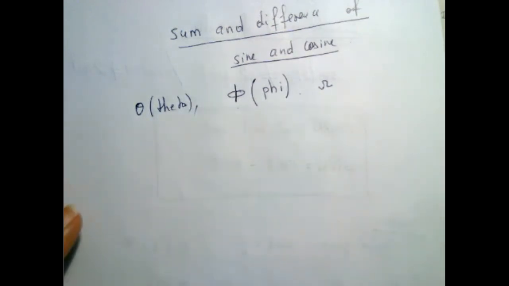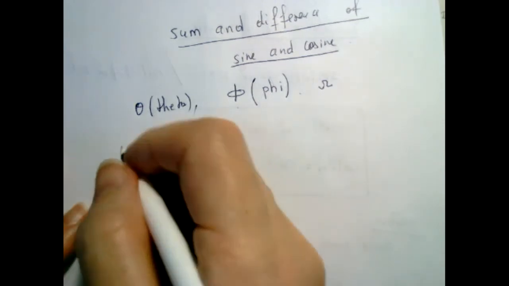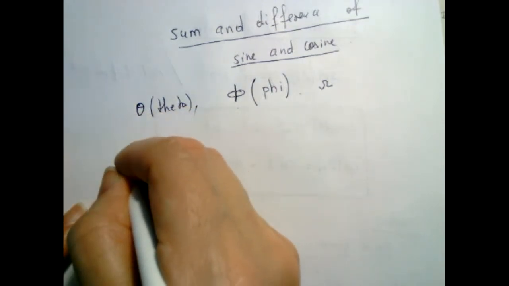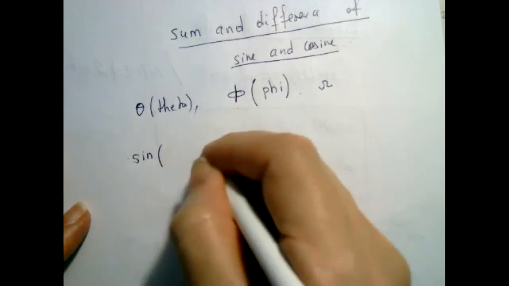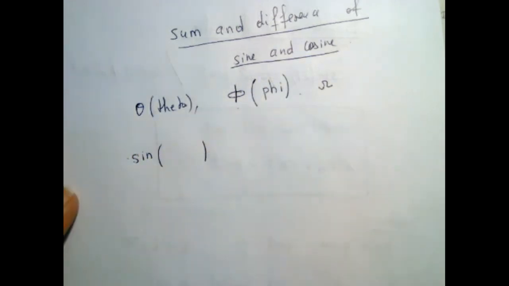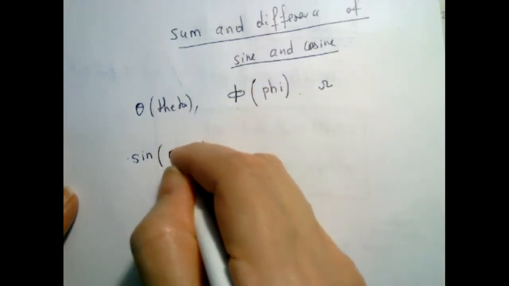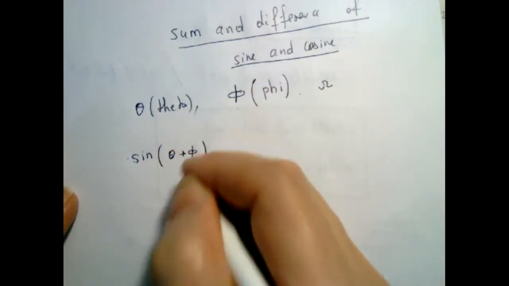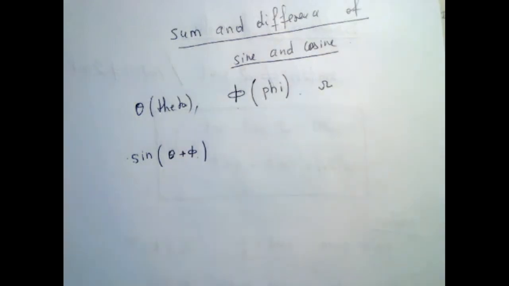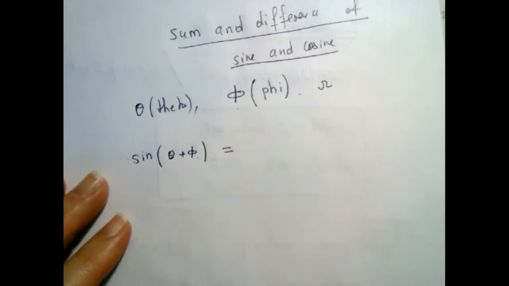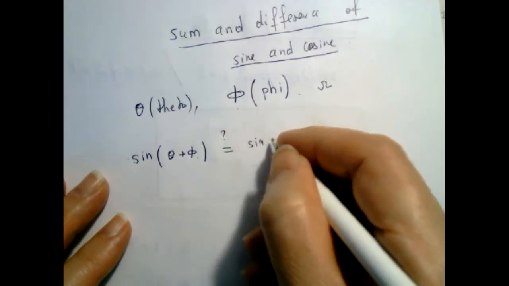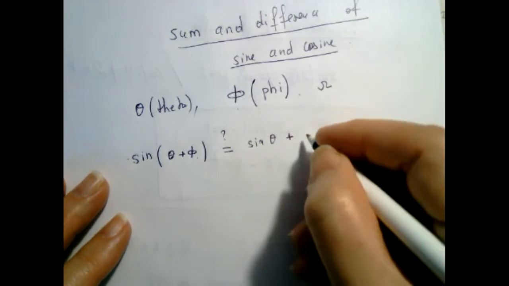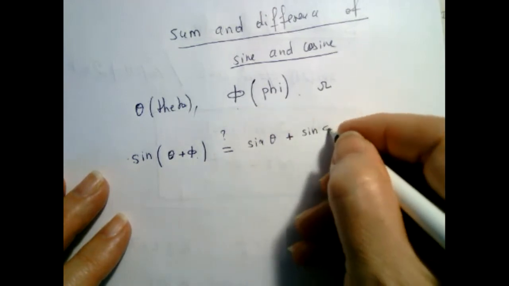All right, so the question is the following. Suppose I have sine, and inside it I have two angles. Now I hate to use theta and phi, but I have to prepare you because that's the notation the book uses. So I have the sum of two angles. And the question is, can I break the sine? It means, can I break it? We would love to, but is it correct?